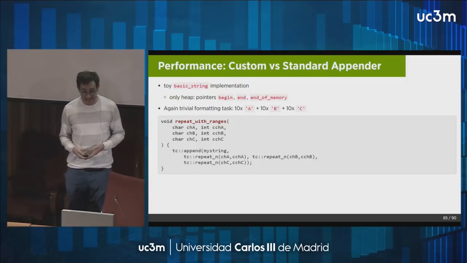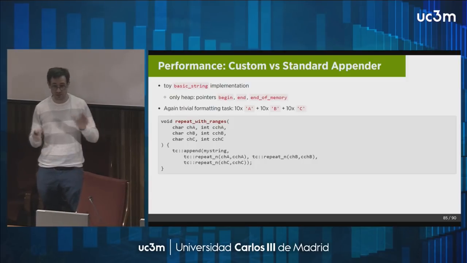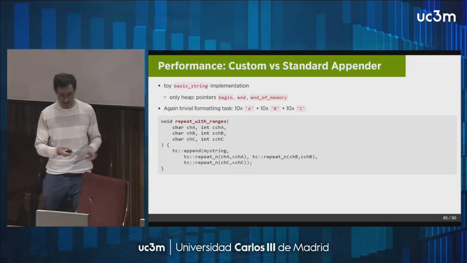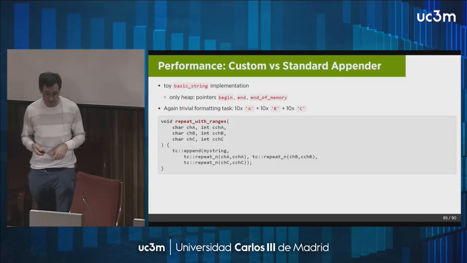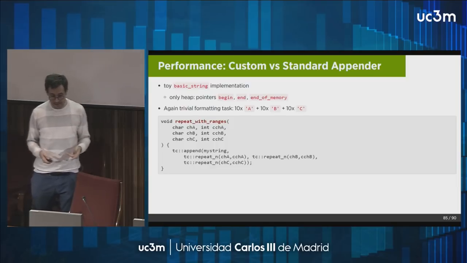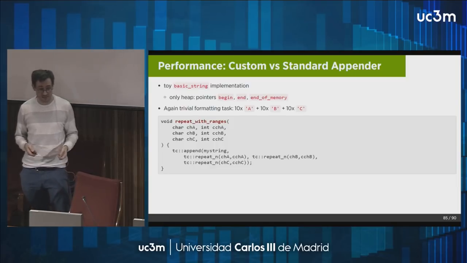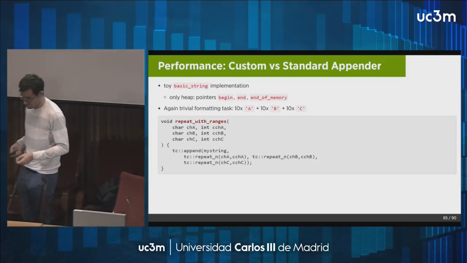So let's say we have a toy basic string implementation. Okay, I'm going to try to change basic string around to be more efficient. My toy basic string implementation just has three heap pointers. It's three pointers to the heap, so there's a begin, an end, and the end of the buffer. Again, we have the same formatting task, and again written with our infrastructure.